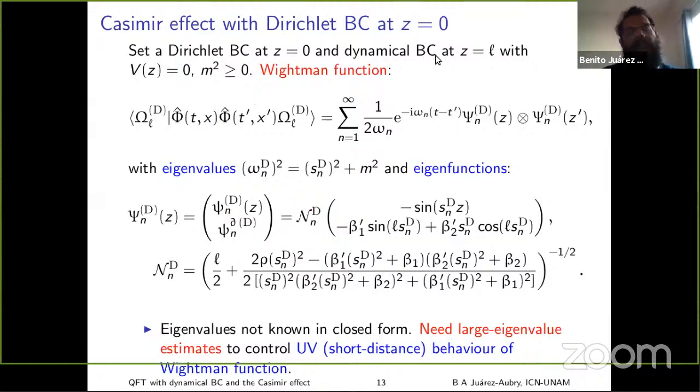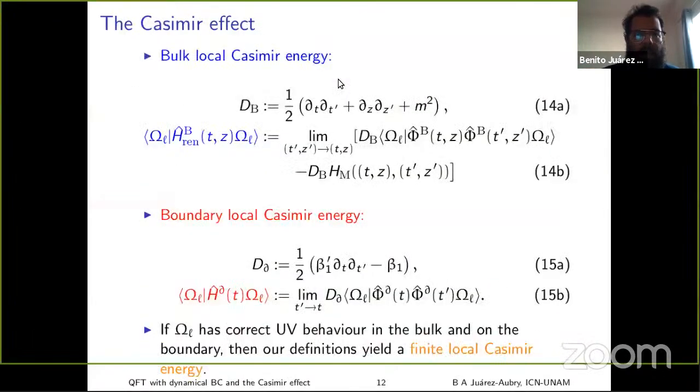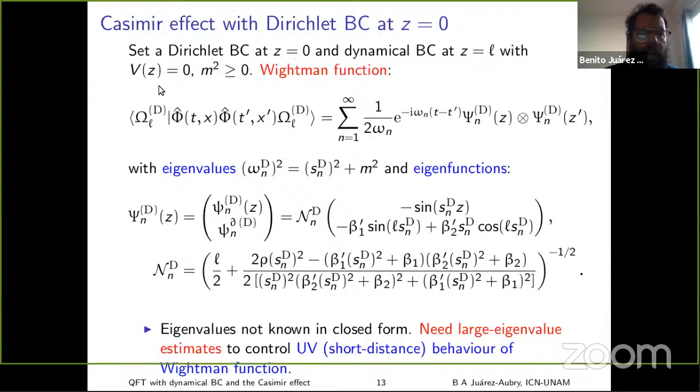So let's study the case of a Dirichlet boundary condition at z equals 0 and a dynamical boundary condition at z equals L. I'm going to assume the potential term is 0, and I'm going to admit a non-negative mass. So in this case, I can write down the Wightman function quite explicitly, because I can calculate these eigenfunctions in an explicit way. They take a complicated form, but they are just sines and cosines. So not too bad, even though the renormalization constant is a bit complicated. And what is a bit harder to find, as usual, is eigenvalues. So even though we have the eigenfunctions, we don't have the eigenvalues in closed form.